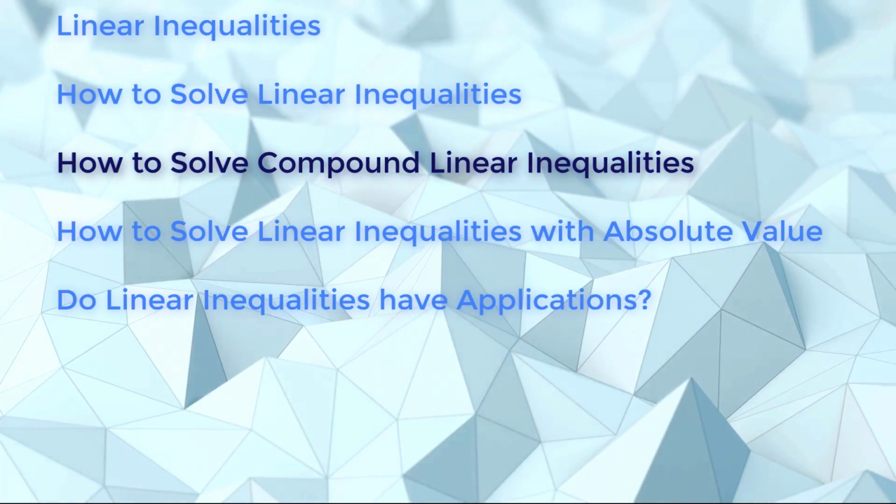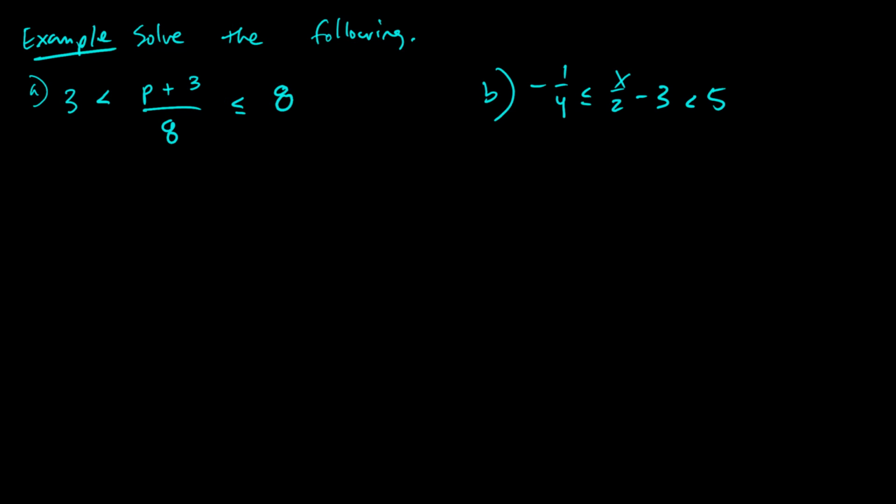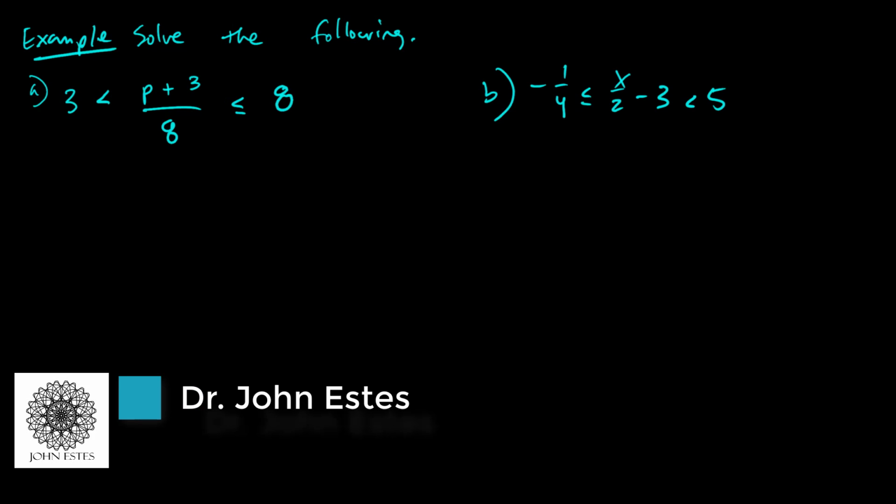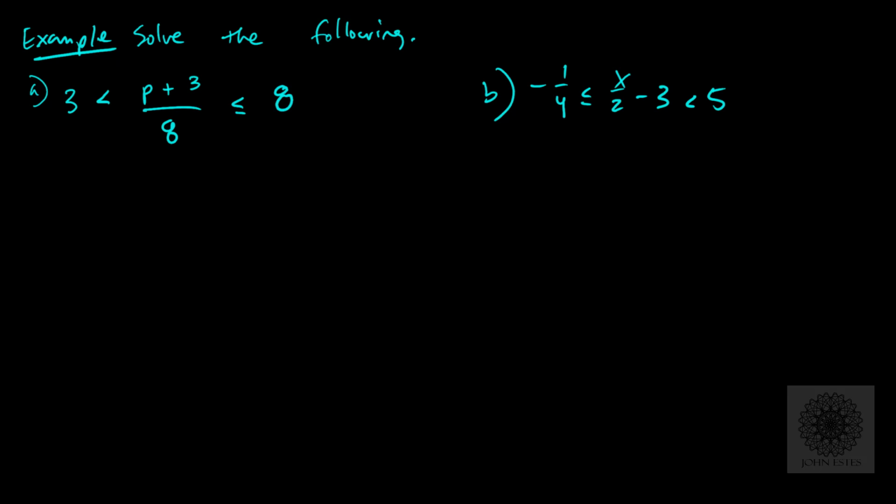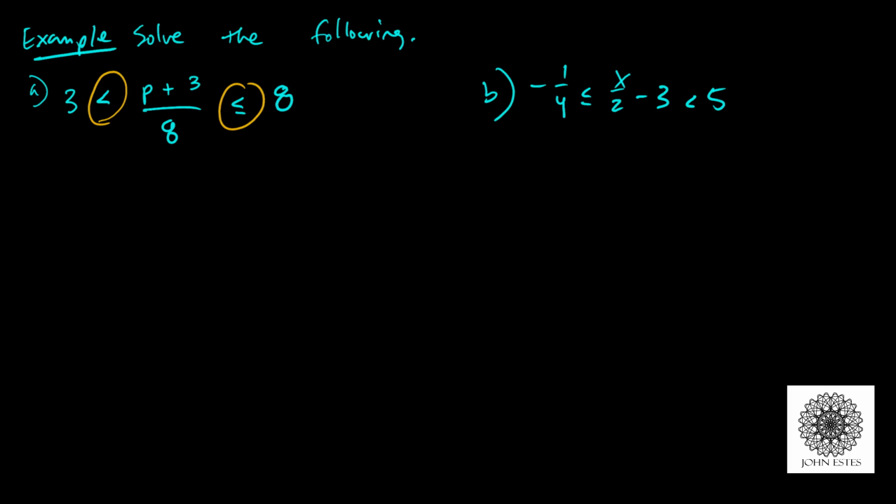I want to look at some more examples of linear inequalities, and these types of linear inequalities are called compound inequalities, as you'll see in my example. For part A, I have 3 is less than p plus 3 over 8, less than or equal to 8. So here I have more than one inequality symbol, and that's what we mean by a compound inequality.